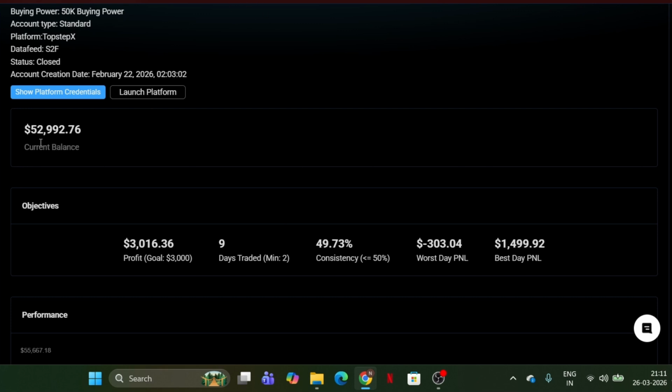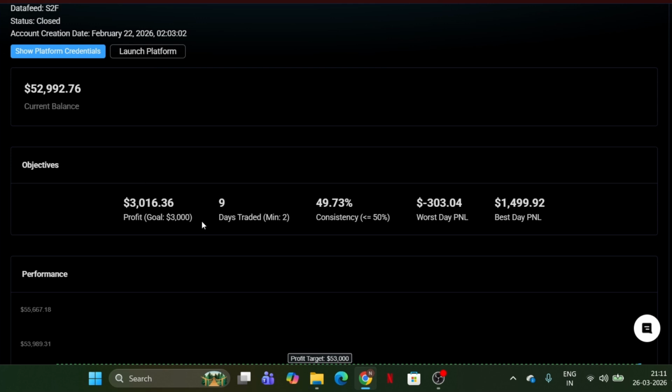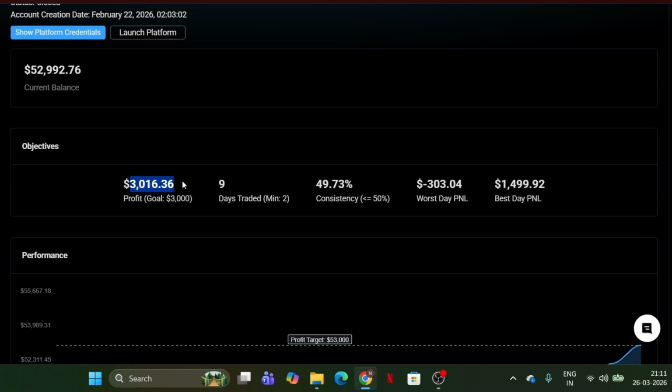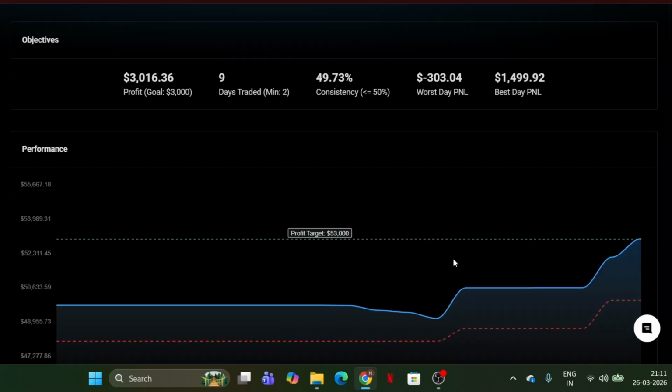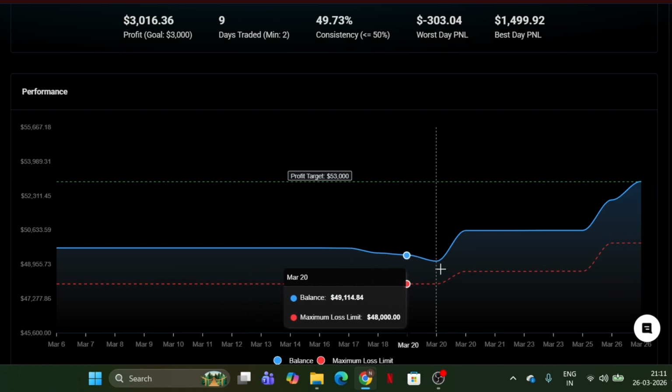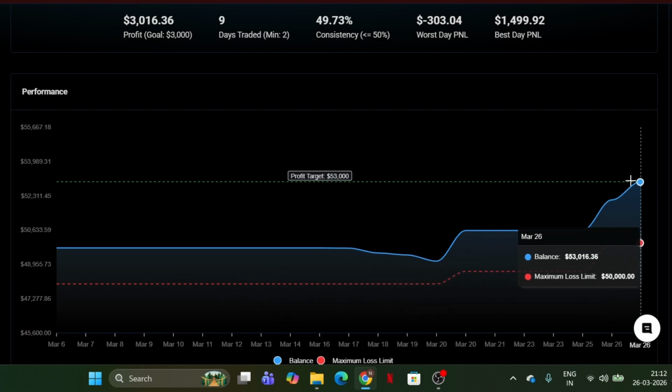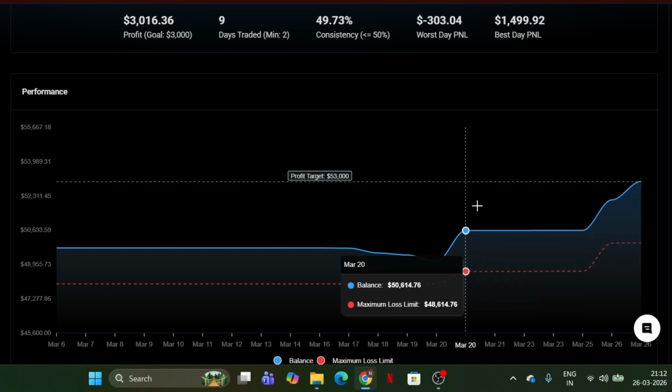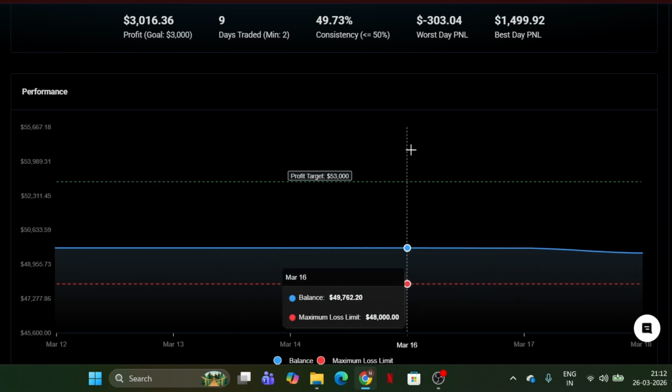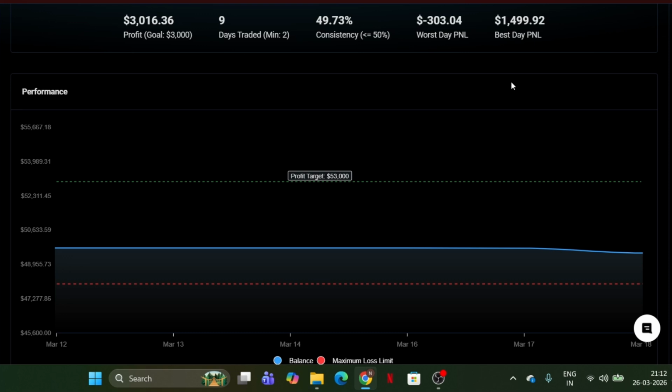As you can see here, this is my profit goal, and I hit my profit goal in 9 days traded, with a consistency of 49 percent. Worst day was $300 and the best day was $1,500. And this is my trade dashboard which I took. So this is how I passed my combine today. This is 26th of March 2026. Thank you.